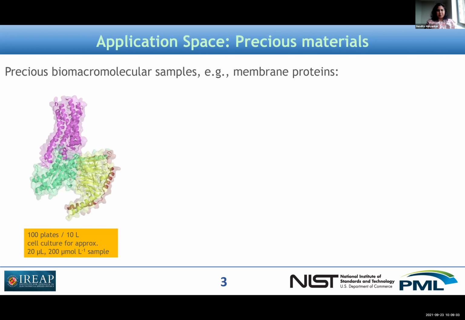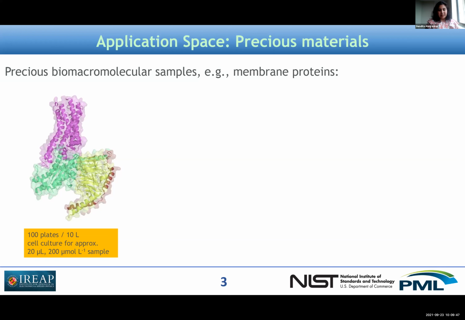Okay, so the first application space for these microresonators is for precious biomacromolecular samples. For example, we work with a collaborator who works on melanopsin. This is a GPCR that's extremely difficult to express in adequate quantities. For example, I was told that a sample for CW EPR required, I think, 100 or 120 plates to make, and if they want to do DEER on this sample, they'd have to make 240 plates, and this amounts to sample preparation work of several weeks, and it's a daunting task.